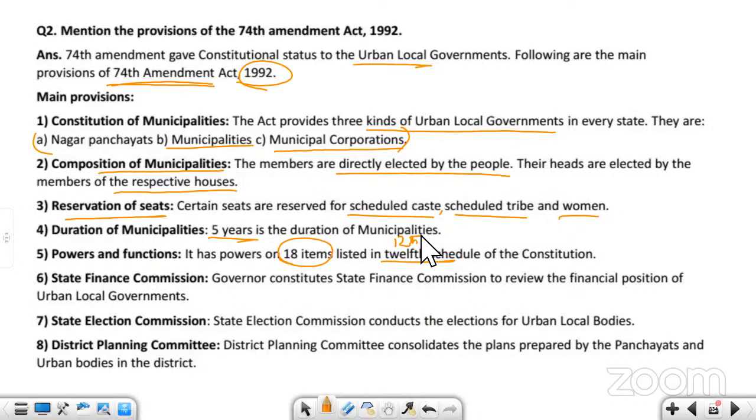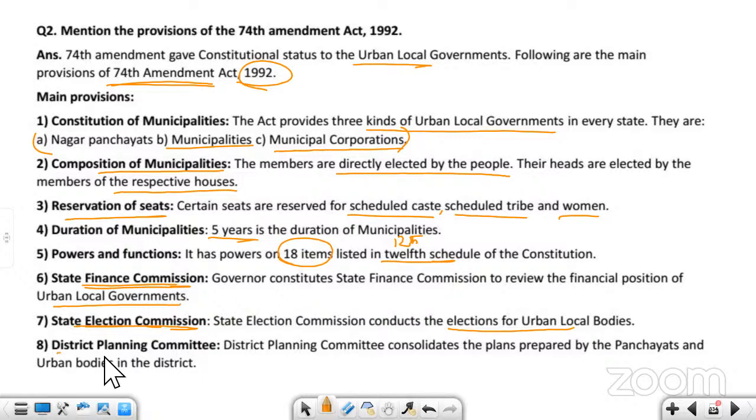Okay. Next, the State Finance Commission will review the financial position of the urban local bodies, and the State Election Commission will conduct the elections for the urban local bodies. Even for rural local bodies, elections are conducted by the State Election Commission, and the State Finance Commission will review the financial position of the rural local bodies.